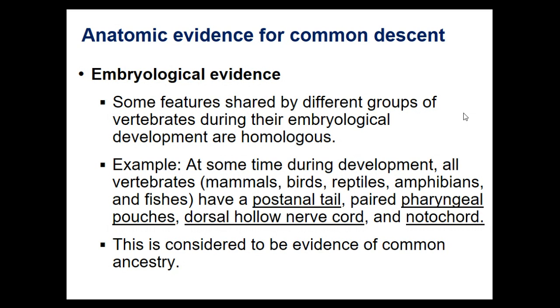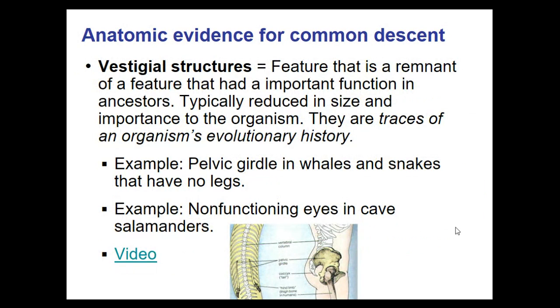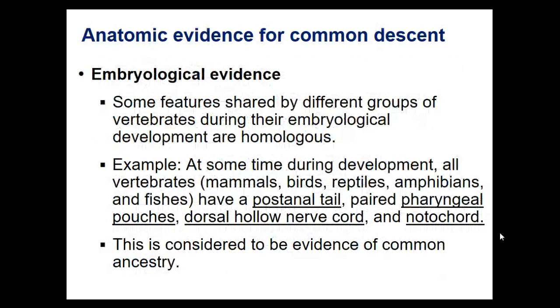But in a human embryo, it has something like that. Long rod of cartilage, it's called a notochord. That becomes the backbone later on. And there's also a dorsal hollow nerve cord that all vertebrates have, including humans. But that becomes your spinal cord. So there are these four features: postanal tail, pharyngeal pouches, dorsal hollow nerve cord, notochord.